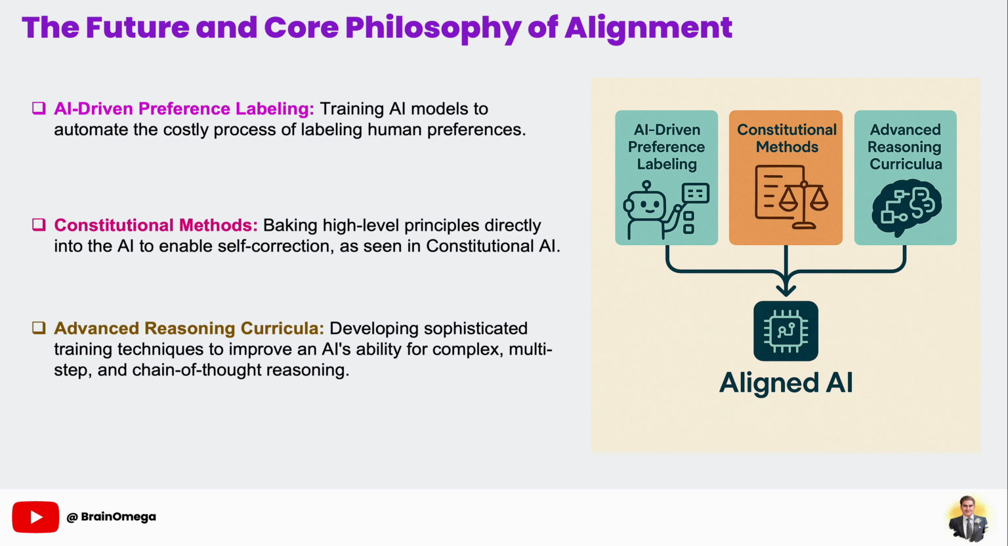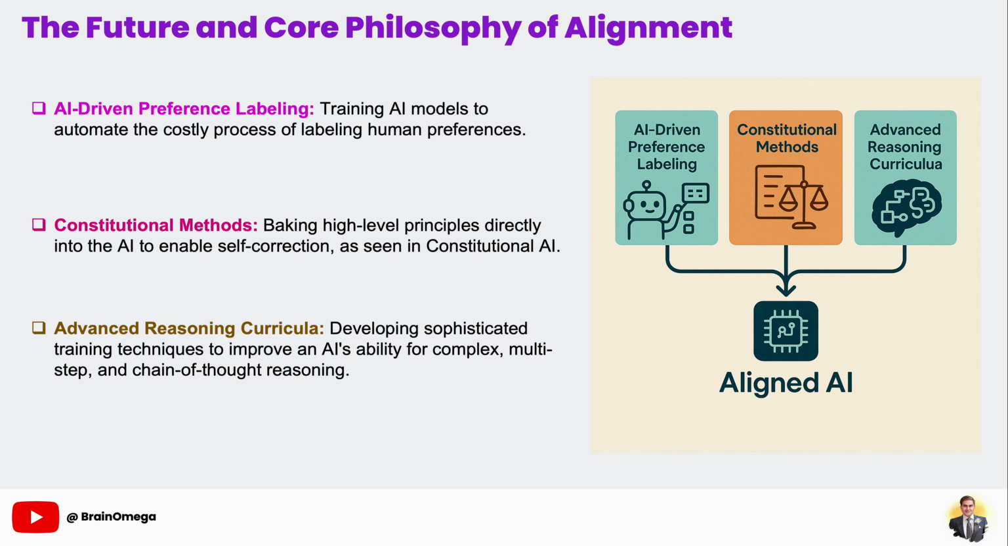Finally, let's talk about advanced reasoning curricula. This is about teaching an AI how to think, not just what to know. Rather than just exposing a model to vast amounts of data, we create a structured training program, much like a school curriculum for a person. This curriculum is specifically designed to enhance the AI's ability to perform complex, multi-step reasoning and to follow a logical chain of thought. It's the difference between memorizing facts and developing true critical thinking skills.